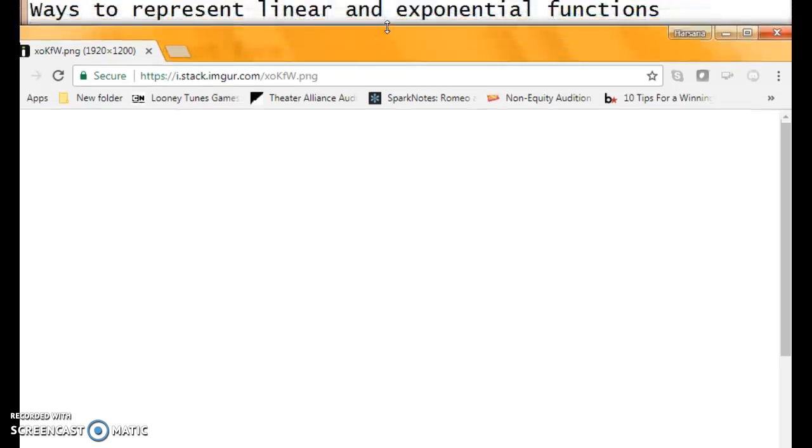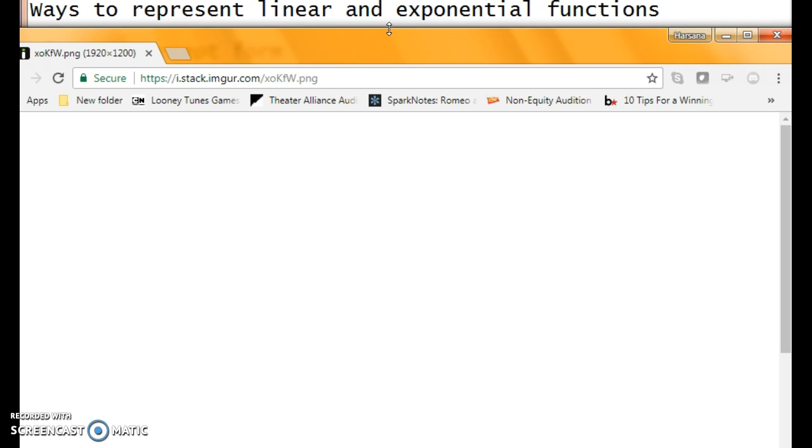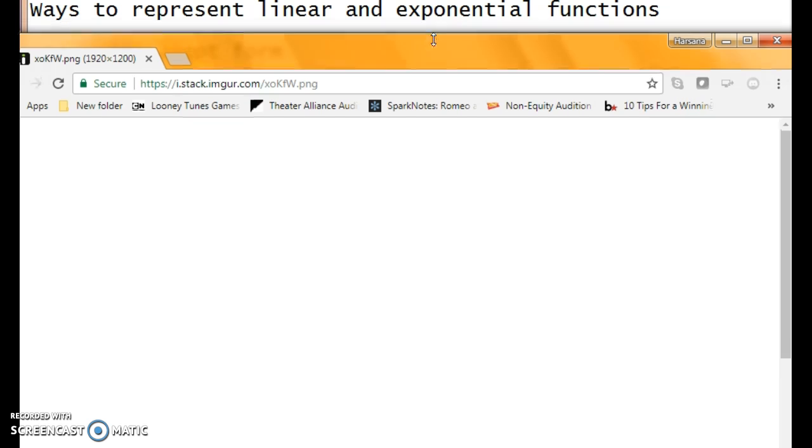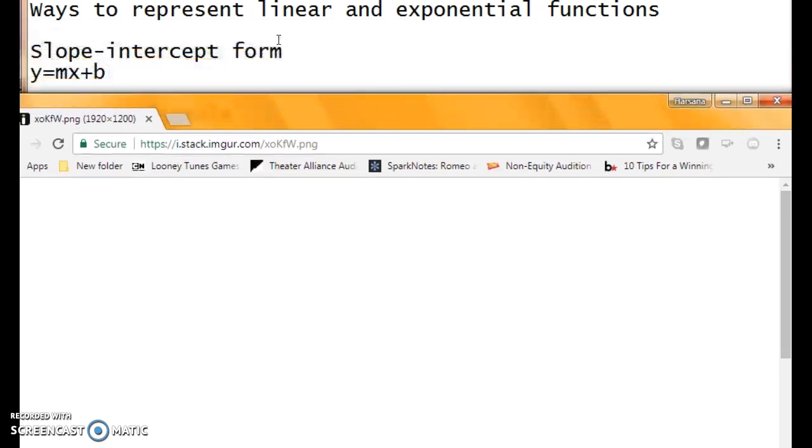Everybody, this is another video, and today we are going to be doing part 2 of part 1 of unit 2, which is representing linear and exponential functions in exponential and linear relationships. And this part will be ways to represent linear and exponential functions. So we all know the slope-intercept form, which is y equals mx plus b. The slope times x plus the y-intercept equals y.